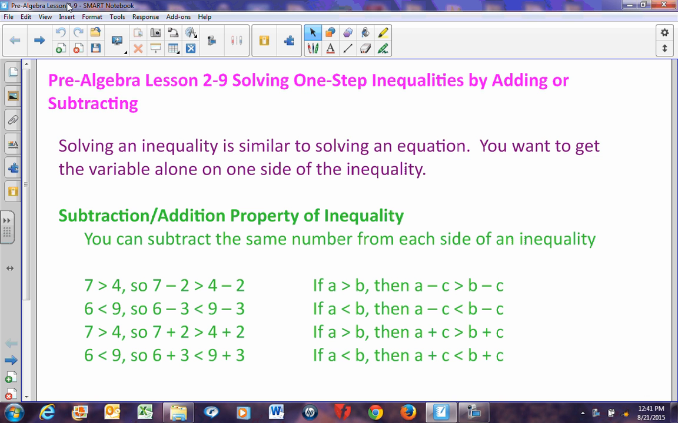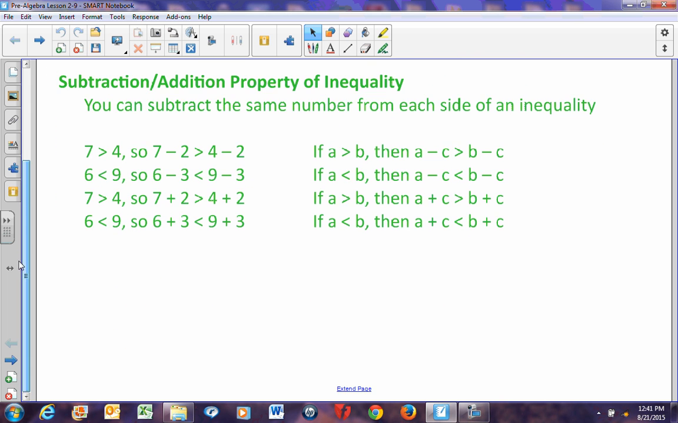The subtraction and the addition property of an inequality is the same as the subtraction or the addition property of equations. If you subtract the same number from both sides of the inequality, it stays the same. If you add the same number to both sides of the inequality, it stays the same as well. And here are some examples of that. 7 is greater than 4, so 7 minus 2 is still going to be greater than 4 minus 2. Or 6 is less than 9, so 6 plus 3 will be less than 9 plus 3. And if you use variables, if A is greater than B, then A minus C will still be greater than B minus C.